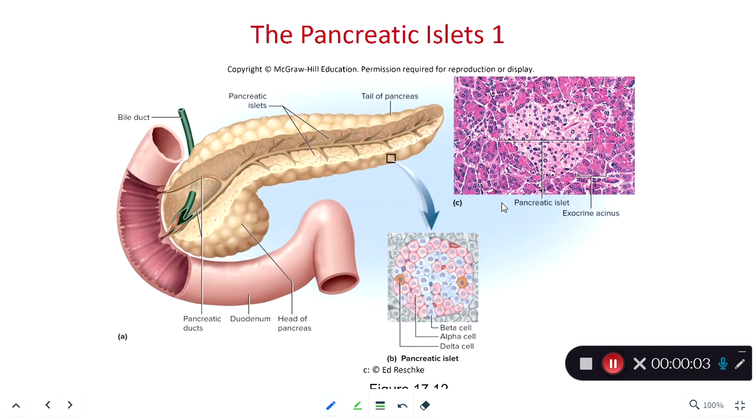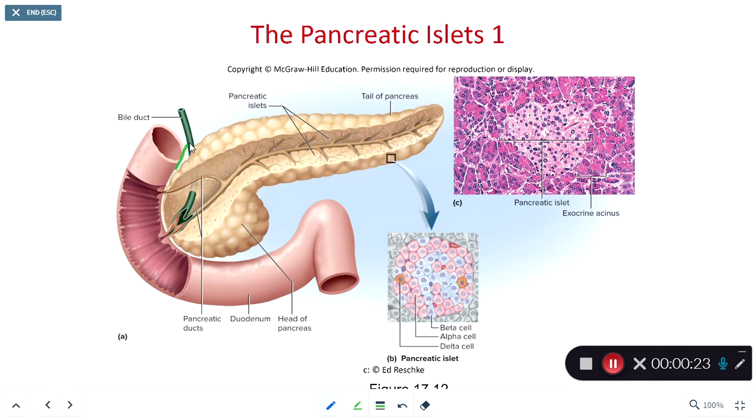Hi class, in this recording we're going to focus on the hormones of the pancreas, in particular the hormones that are going to control our blood sugar concentrations. Now within the pancreas, it's worth emphasizing that the pancreas is a two-in-one organ. There are going to be both endocrine and exocrine functions of our pancreas.